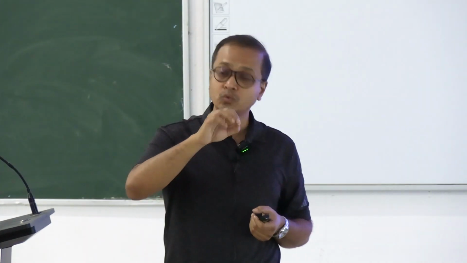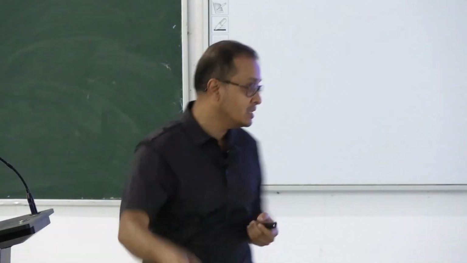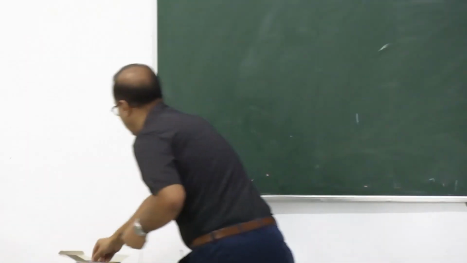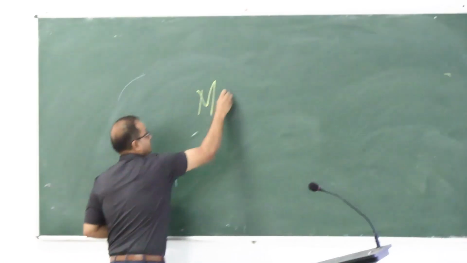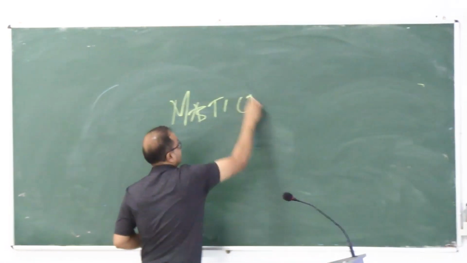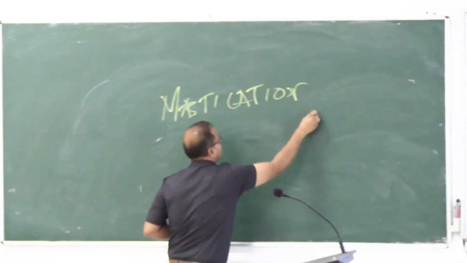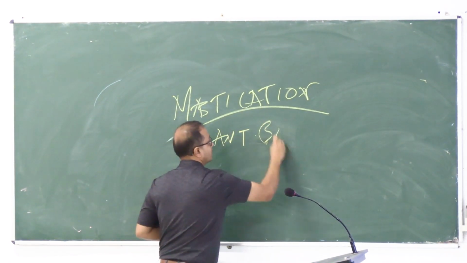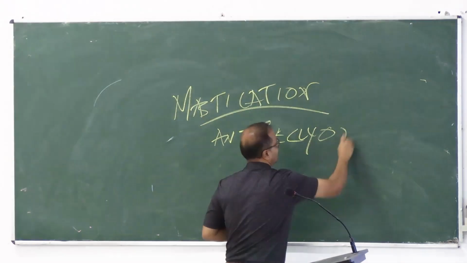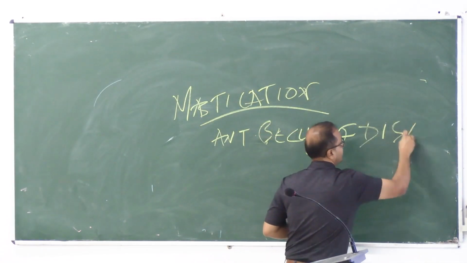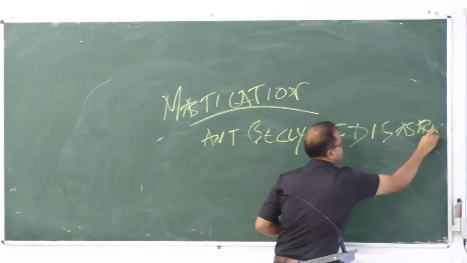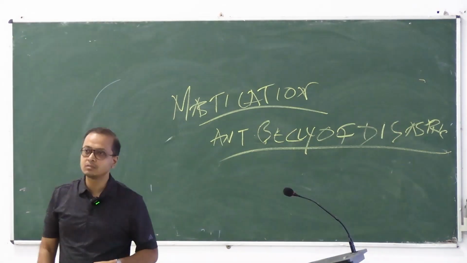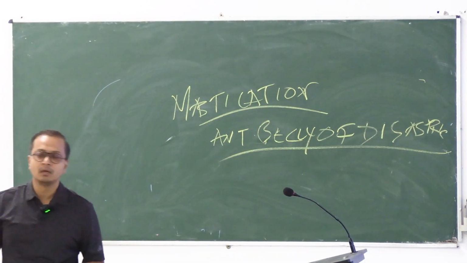Now, out of these three, I will emphasize the names of two muscles. One is the muscles of mastication, and number two is the anterior belly of digastric. So these two are important for MCQ reasons.